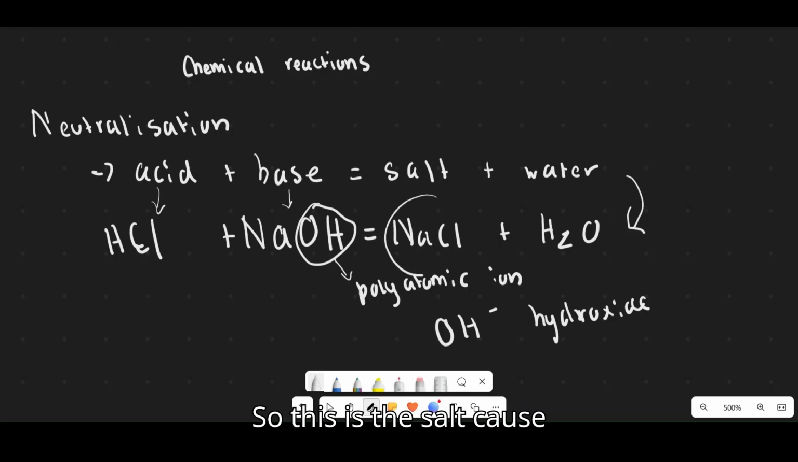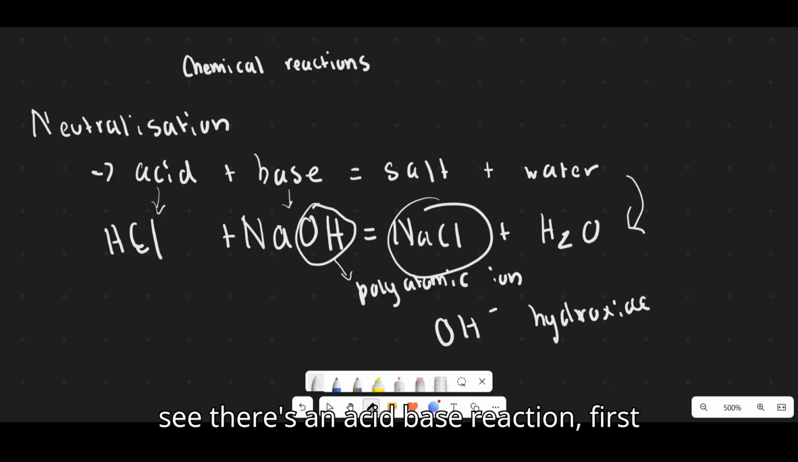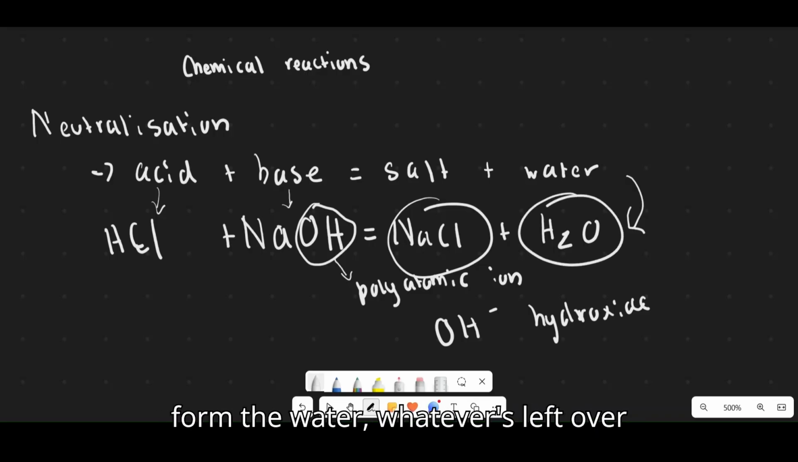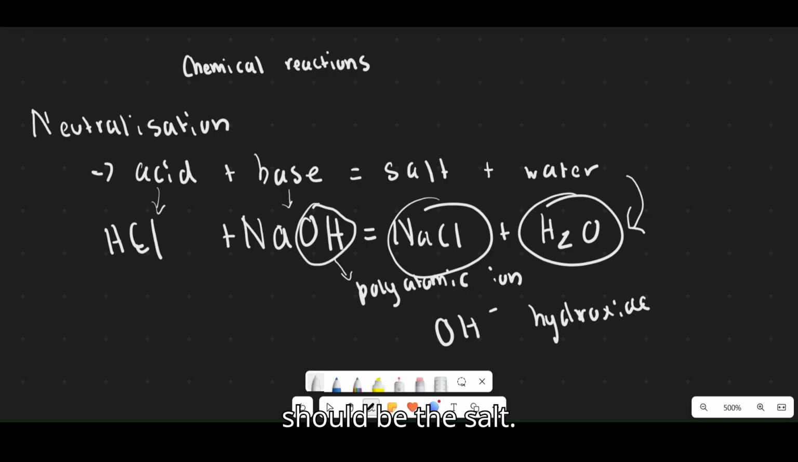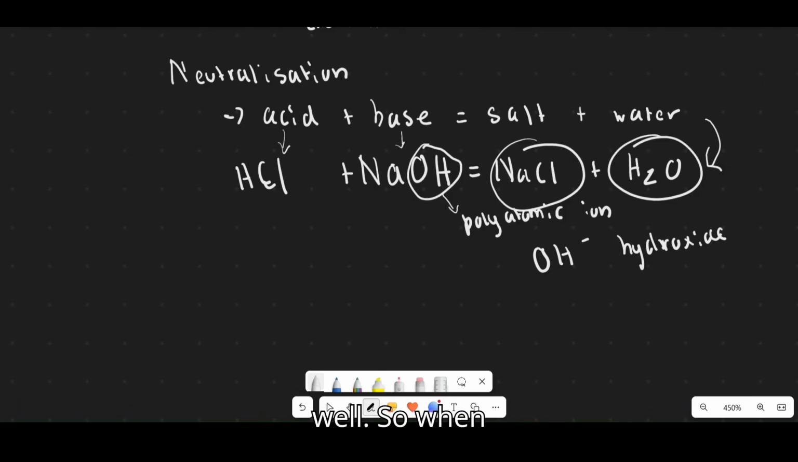So this is the salt, because this is whatever's left over. So if you see there's an acid-base reaction, first you want to form the water. After you form the water, whatever's left over should be the salt. Just in case, I'll also teach this one as well.